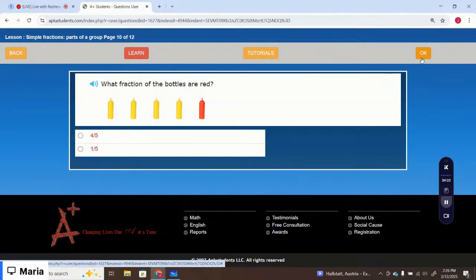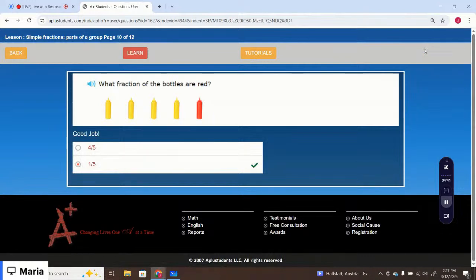What fraction of the bottles are red? That is 1 out of 5. Option number 2 is the correct option.